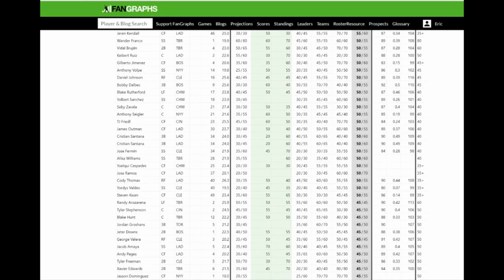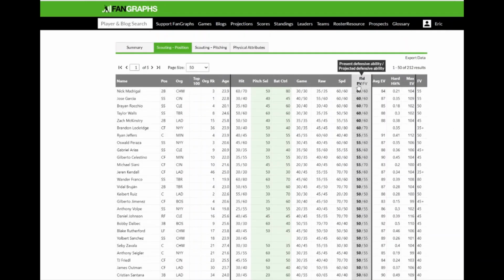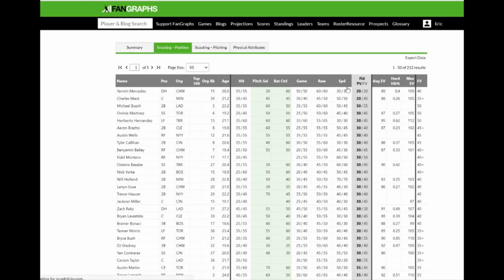It's rare to find, I wonder, what are my lowest present defense grades? Okay, you have the guys who I just don't think can play defense, right? Yerman Mercedes is DH. Charles Mack is just converting from the infield to catching. So some of these guys who can barely stick at whatever position they're projected to play, especially these big-bodied infielders who are going to try to move up the defensive spectrum in pro ball.